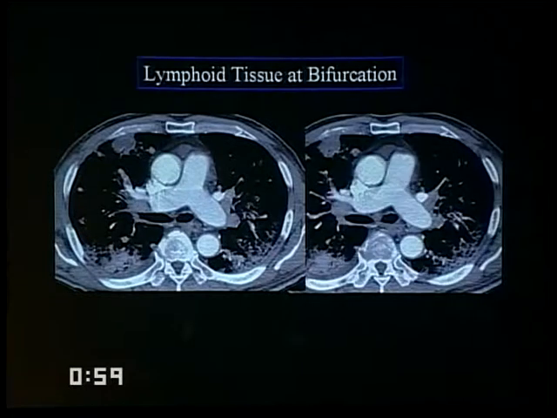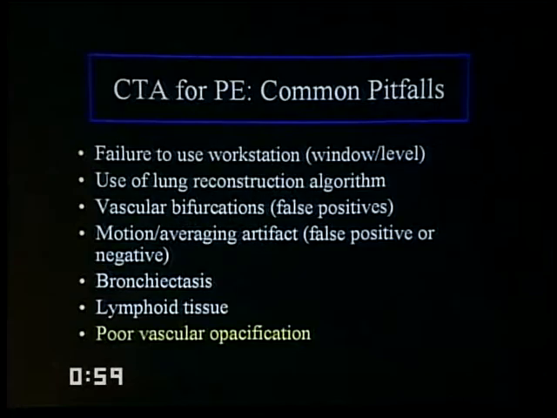And of course, lymphoid tissue at bifurcations, especially in this patient with metastatic tumor. Yes, there is an embolus there, but this, of course, is lymphoid tissue, and at small bifurcations this can also be tricky sometimes.